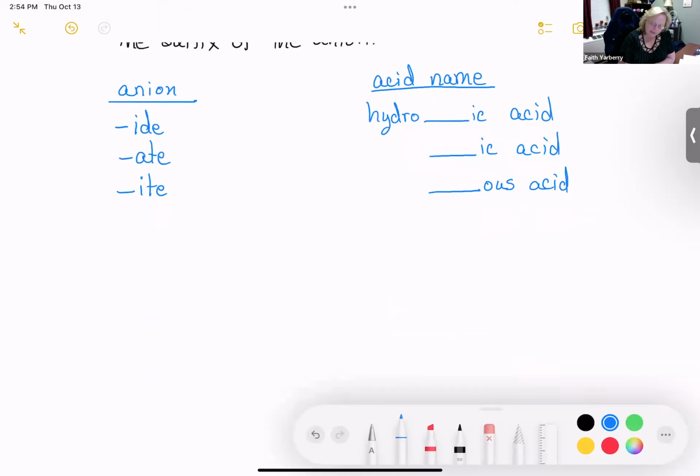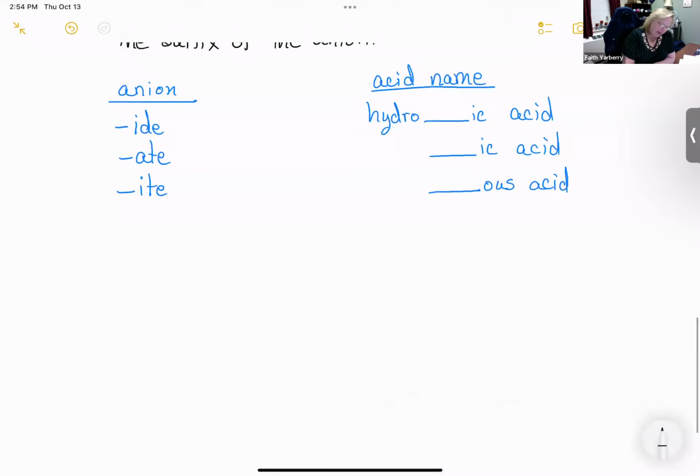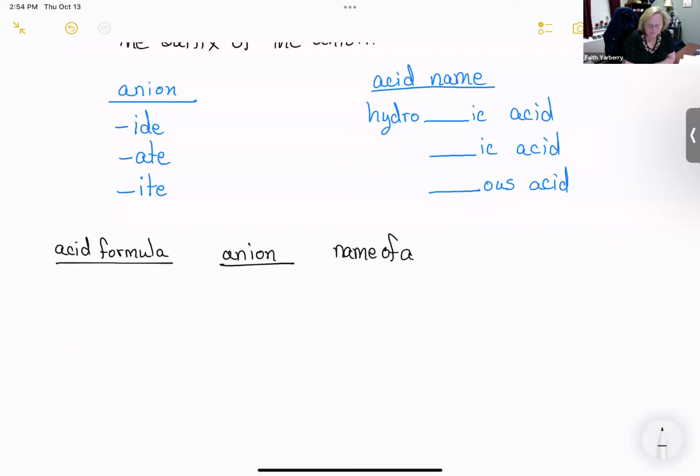So let's look at some examples. If I have HCl aqueous, well, let me make it a little bit easier to read. We're going to have the acid formula, from which I am going to determine the anion, from which we're going to get the name of the anion, and then finally we'll get the name of the acid.